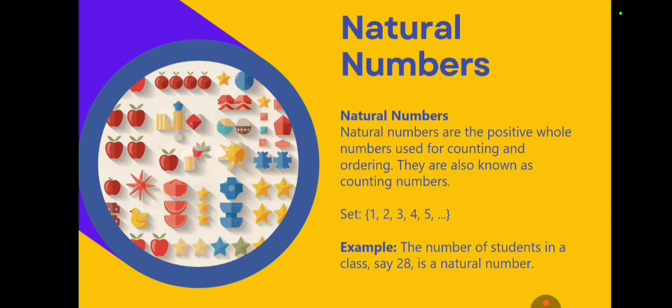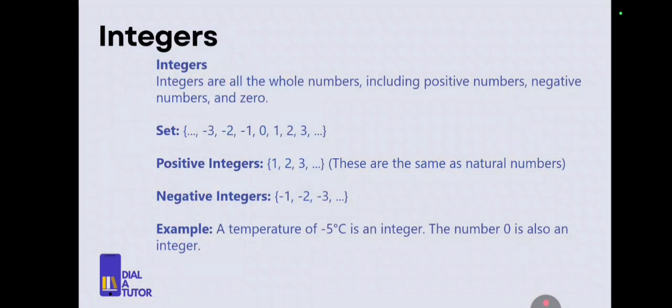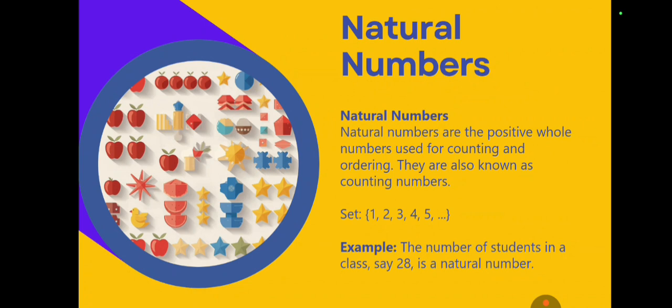So for example, the number of students in a class, say 28, is a natural number, and it starts from 1. It does not start from 0.